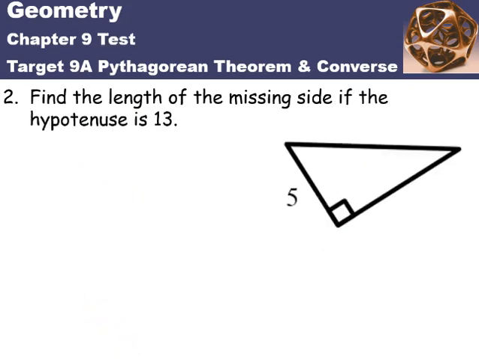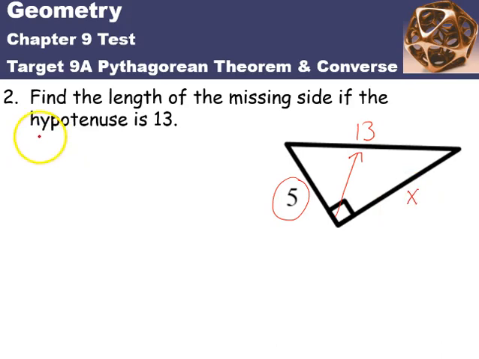Okay, let's try another one. This one says find the length of the missing side if the hypotenuse is 13. So I know that this side is 5, and the hypotenuse, remember that's across from the right angle, is 13. So I'm going to call this side x.